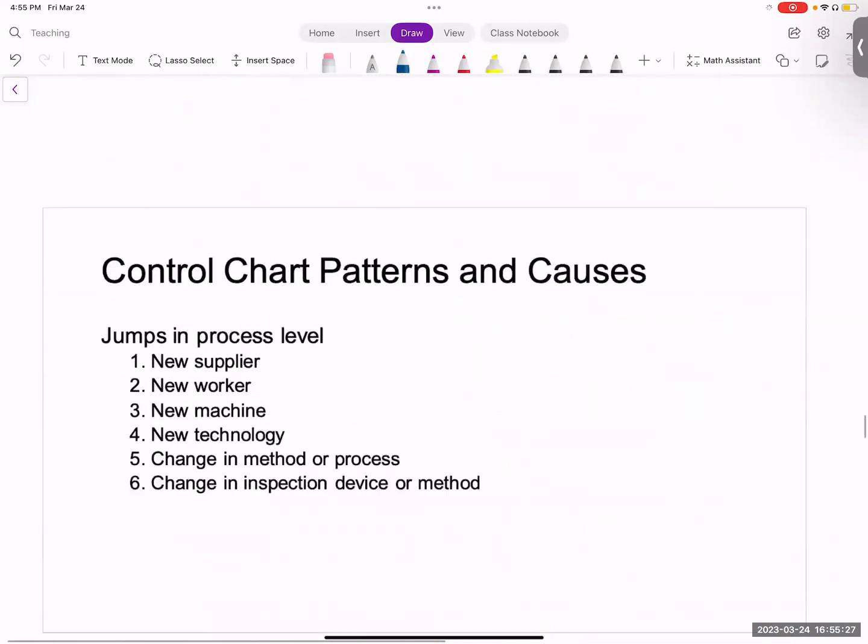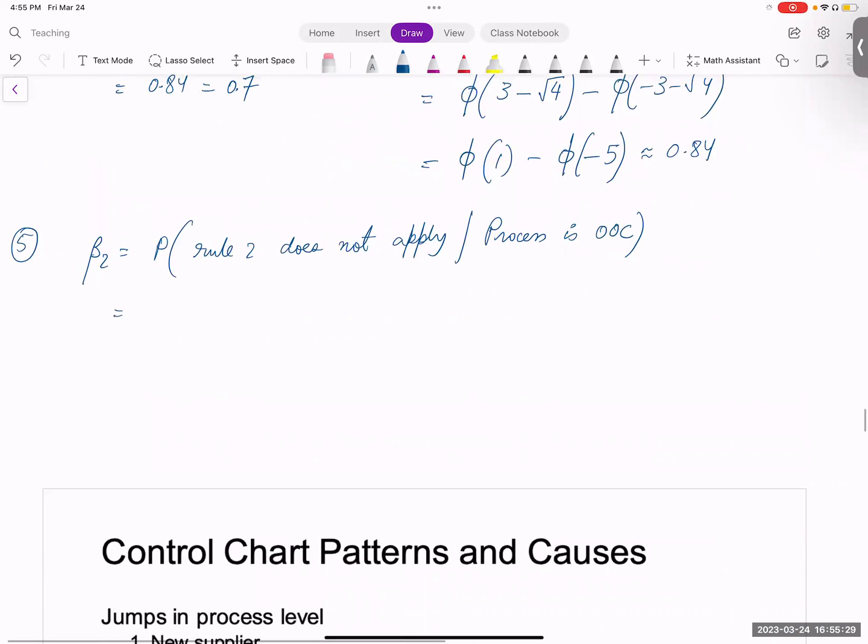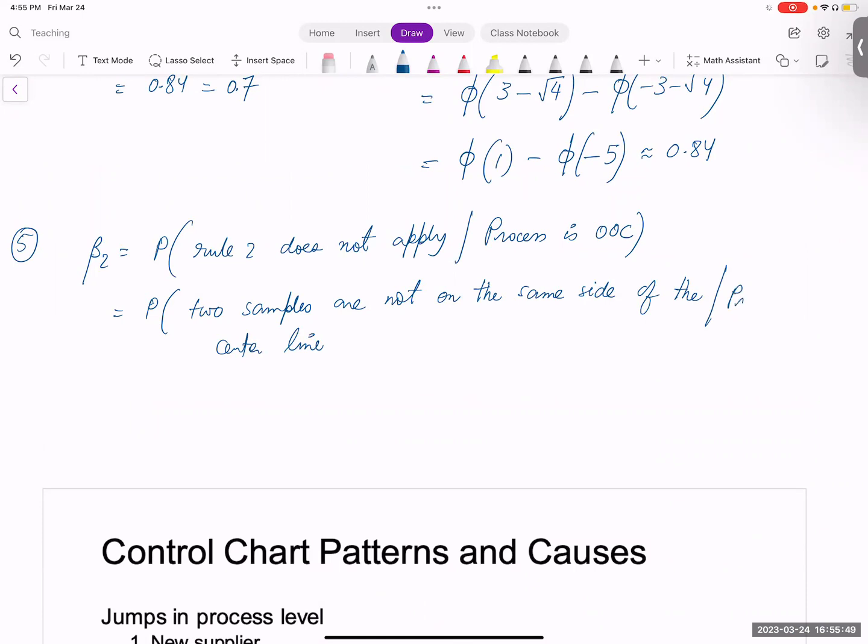Okay, so I can write this as the probability two samples are not on the same side of the center line, given the process is out of control. Process is OOC. Okay, so now let's just try to enumerate the possibilities and then we can get the answer.